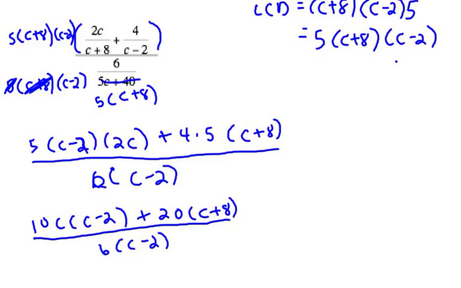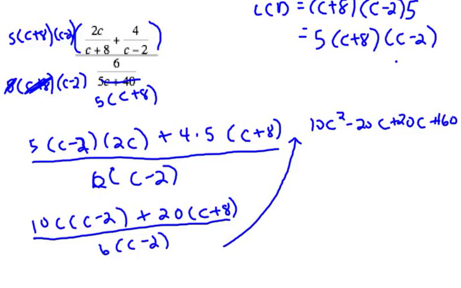I have 10c times c minus 2, which gives me 10c squared minus 20c plus, distribute here, 20c plus, and 20 times 8 is 160, all over 6 times c minus 2.